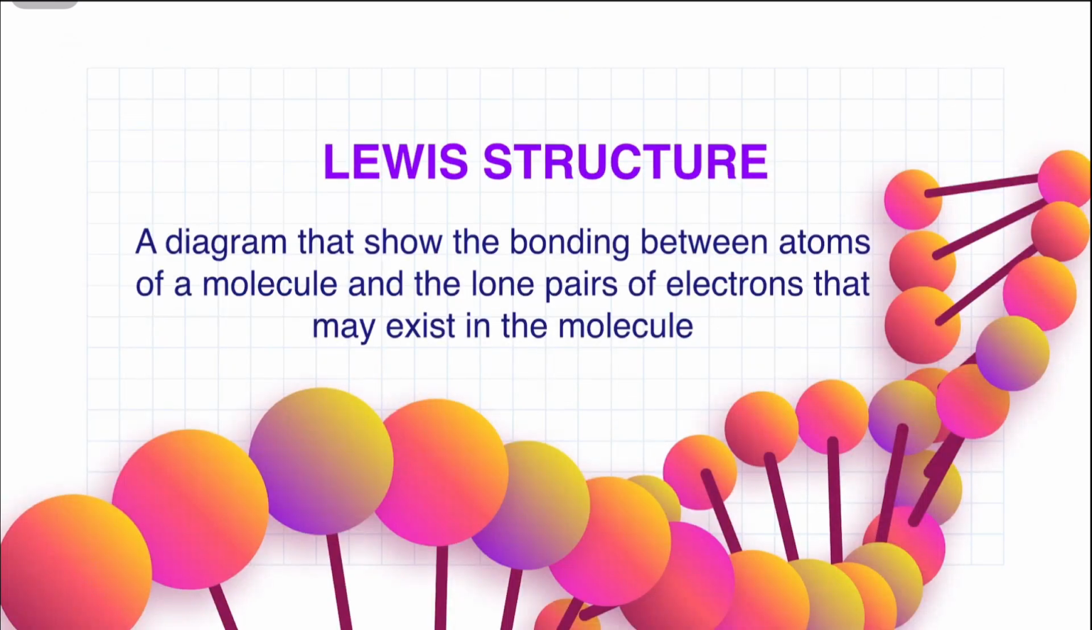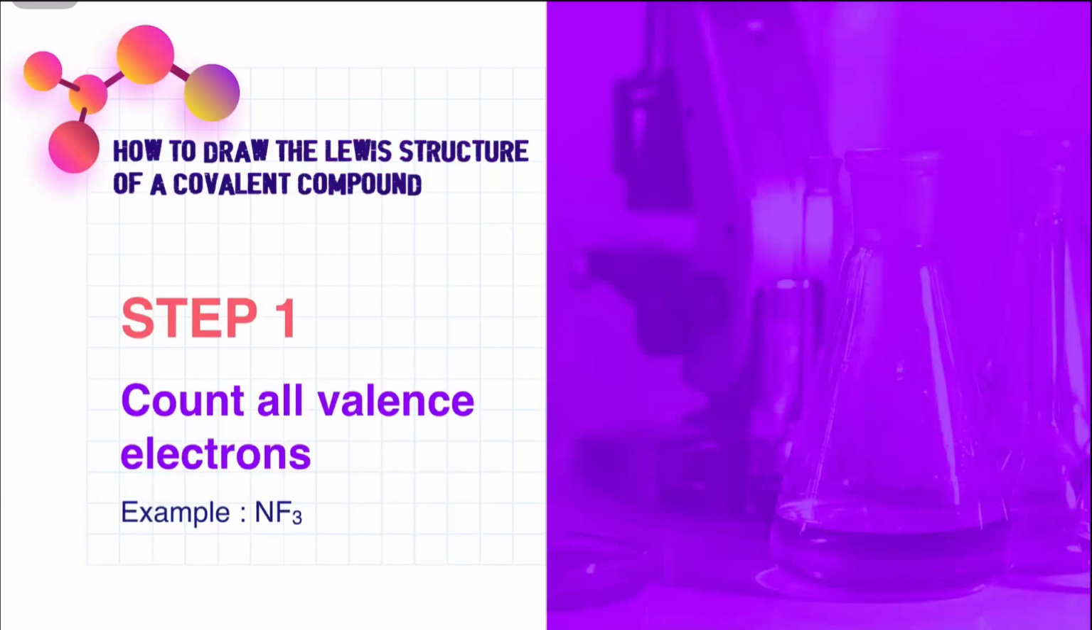Lewis structure: we refer to a diagram that shows the bonding between atoms in a molecule and the lone pairs of electrons that may exist in the molecule. How to draw the Lewis structure of a covalent compound? There are 4 steps to draw the Lewis structure of a covalent compound.